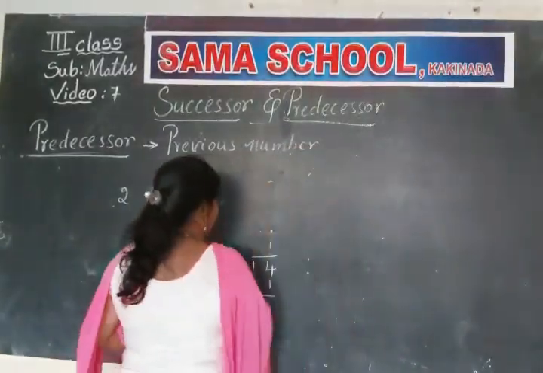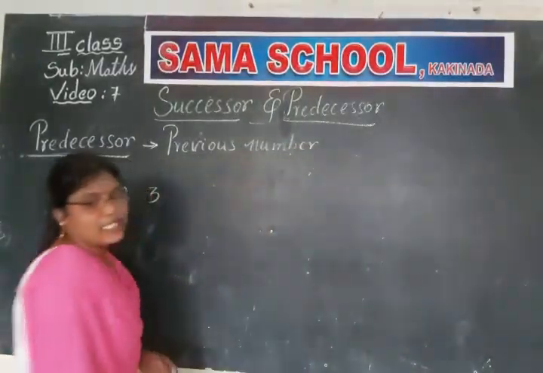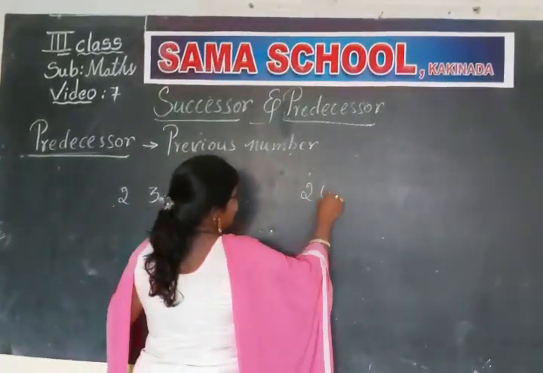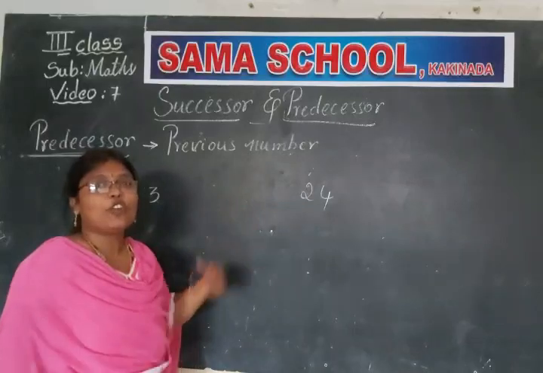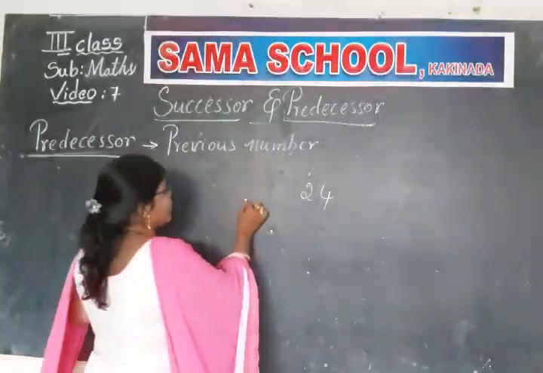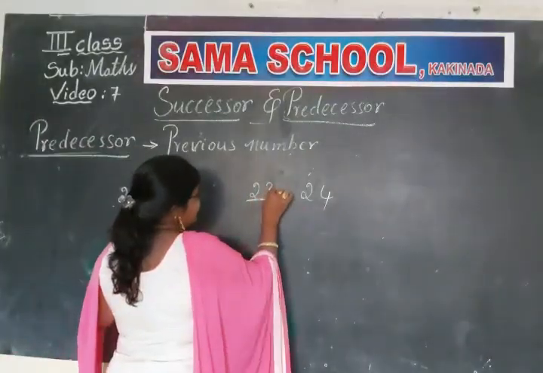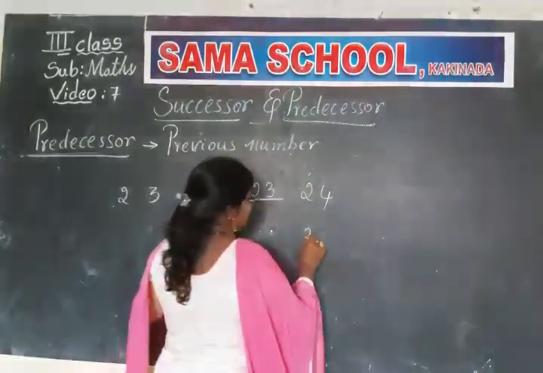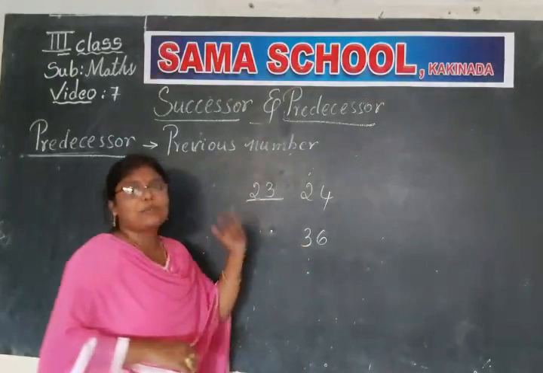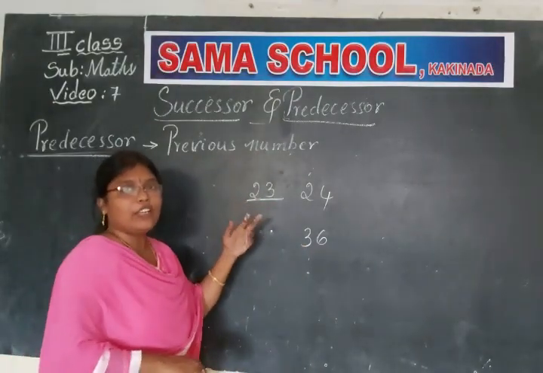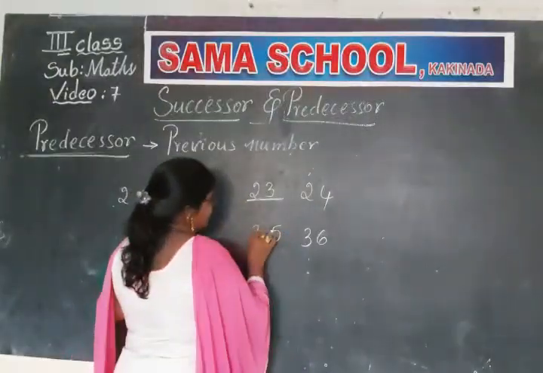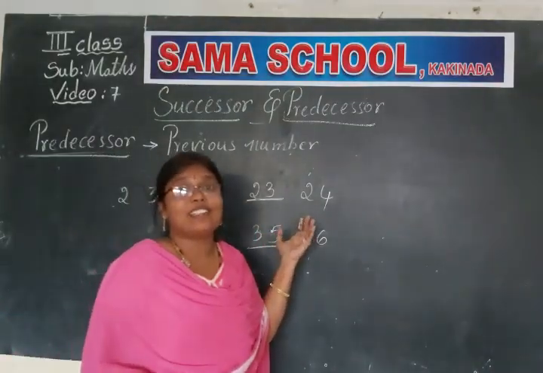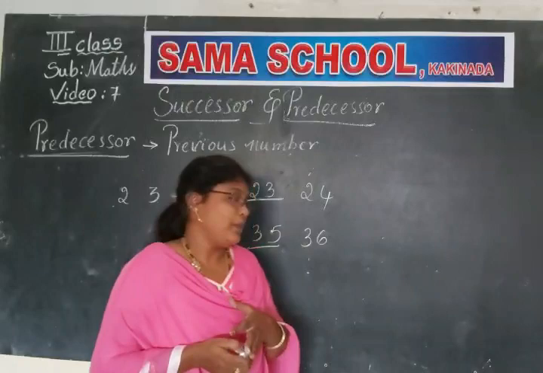Now let us take an example. What is the predecessor of 24? 4 before is 3, so the predecessor of 24 is 23. Let us take 36. What is 6 before? Children, can you tell me? 5. So 35.